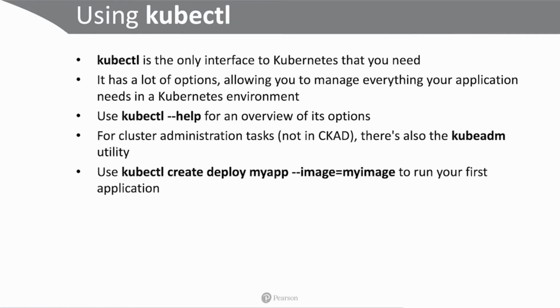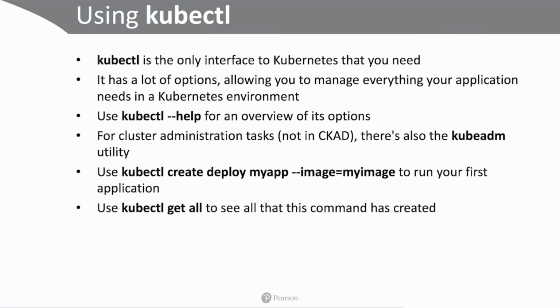The very first command to use with kubectl, I would advise to just type kubectl create deploy myapp --image=myimage. Make sure to replace myimage with the name of a real image to run your first application. And then you can use kubectl get all to see all that this command has created. Let me just do that for you so that we can investigate.